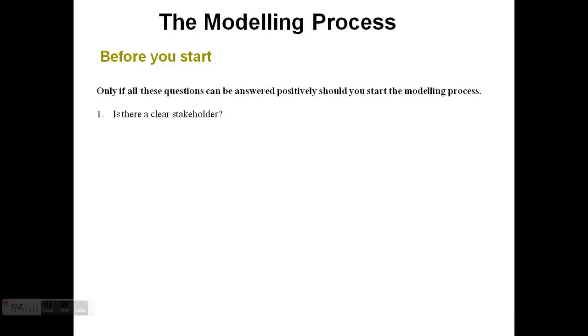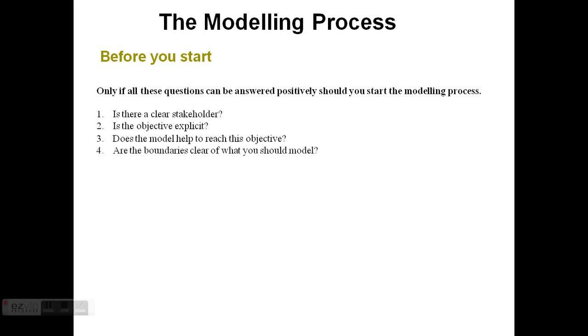Is there a clear stakeholder? Is there an explicit objective? Does the model help reach this objective? Are the boundaries clear of what you should model? Okay, so you know exactly where you're standing. Is it clear whether the situation as is or the situation to be should be modeled? Okay, so are you modeling the current situation or are you modeling the target architecture?